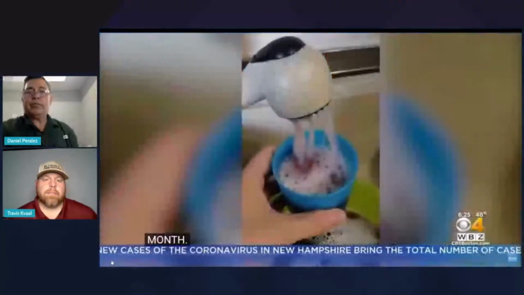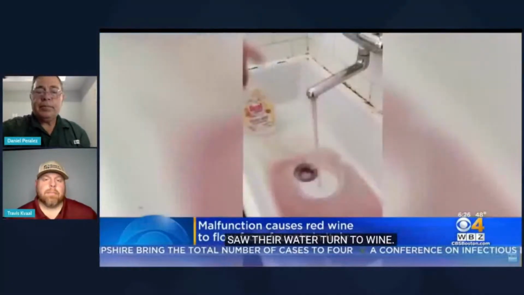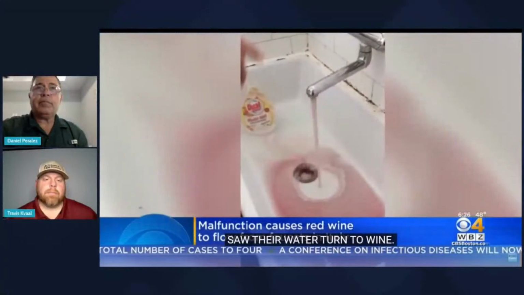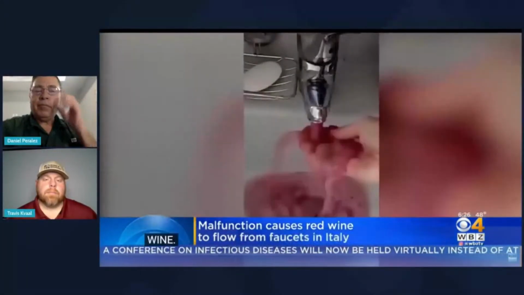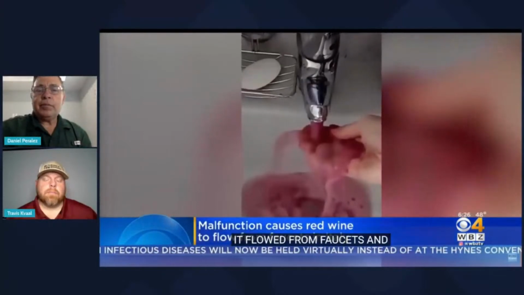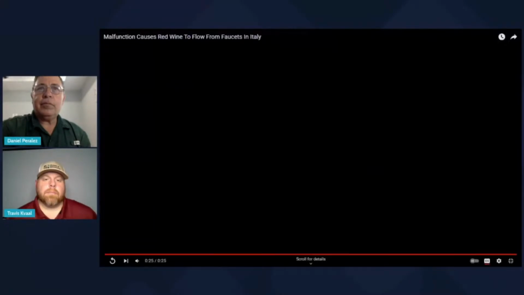Households in northern Italy saw their water turn to wine. A malfunction at a local winery sent 1,000 liters of wine through the water pipes of about 20 homes last week. It flowed from faucets and shower heads for a few hours. Luckily, the wine was ready to be bottled, so government officials say there was really no health risk to the residents. So many of those folks are quarantined, so sort of a little bonus for them. It's a little lucky right there, yeah.